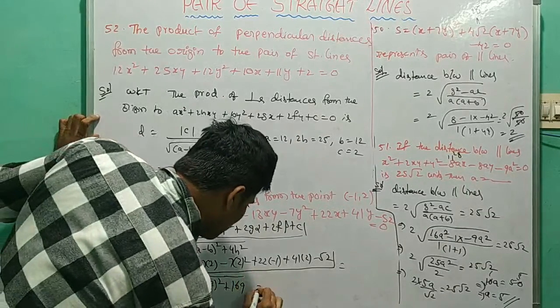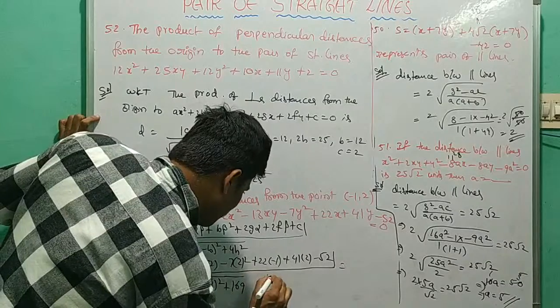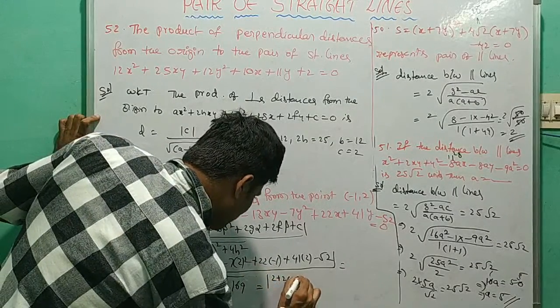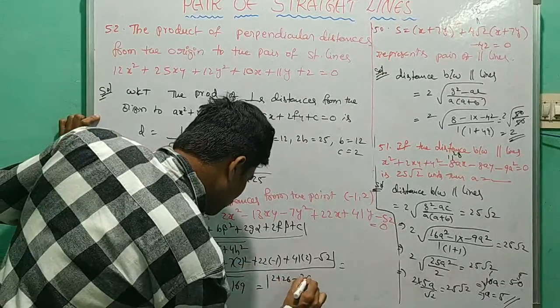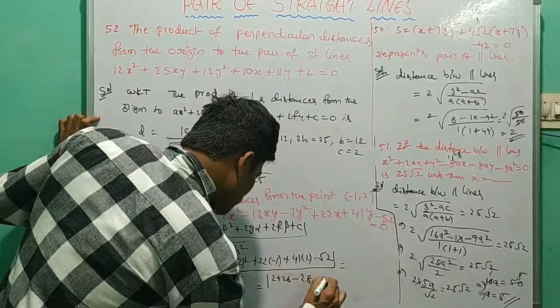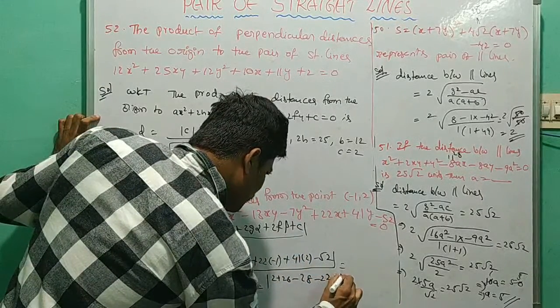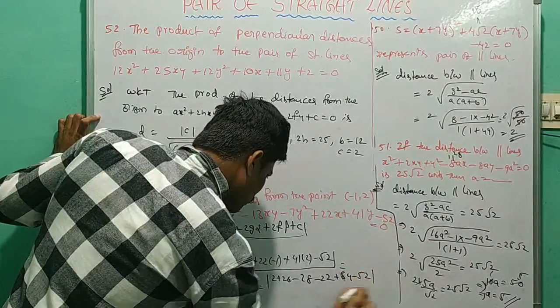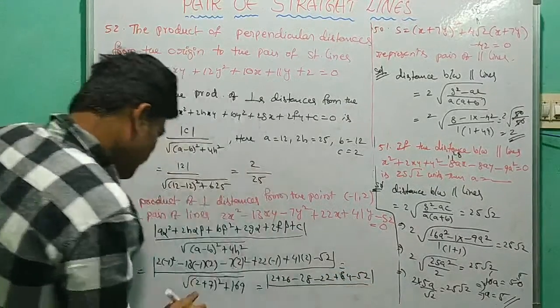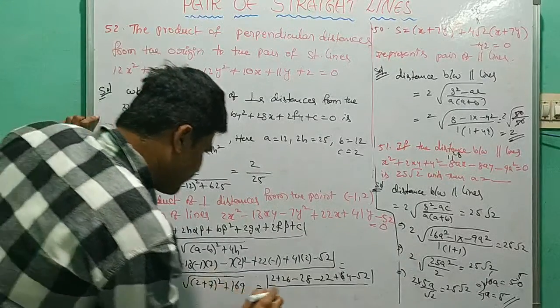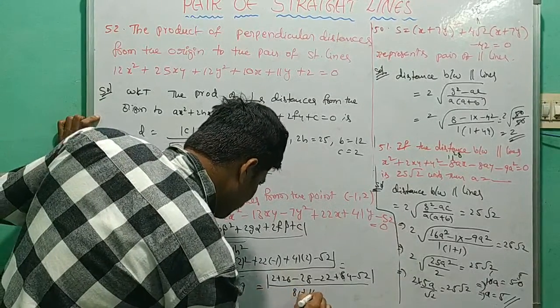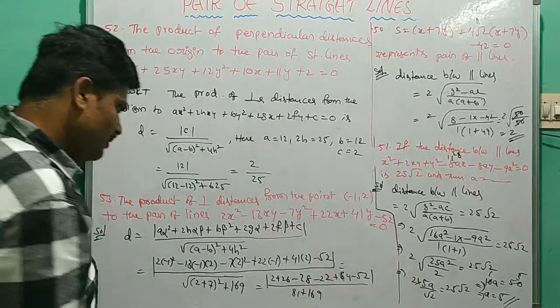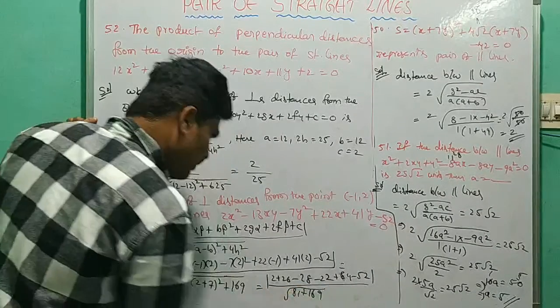Now we have to write in that also. This is 2 plus 26 minus 7, 4 times 7 is 28. In that this is minus 22. In that this is plus 84. 41 into 2 is 84 minus 52. Followed by, in that 2 plus 7 is 9. 9 square means 81 plus 169. 81 plus 169, square root of.